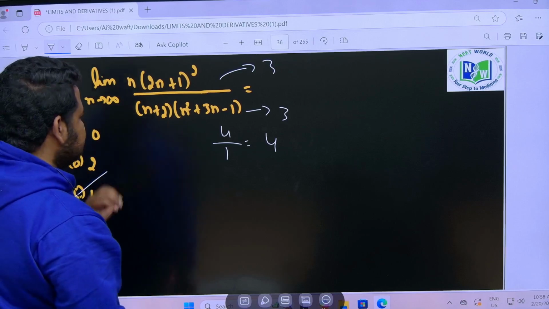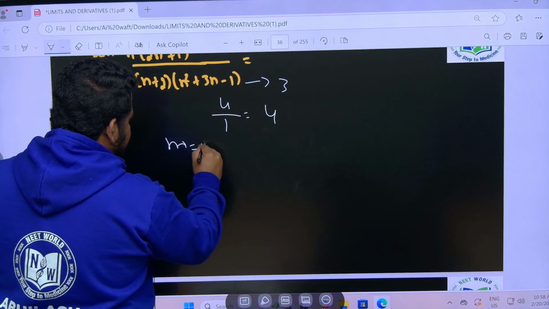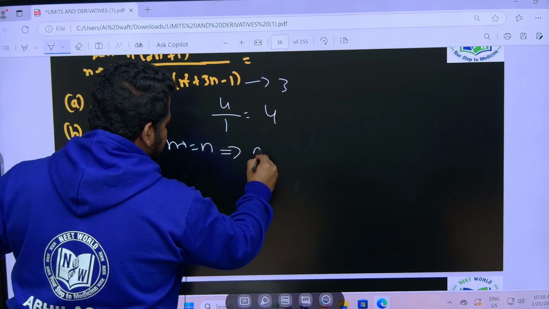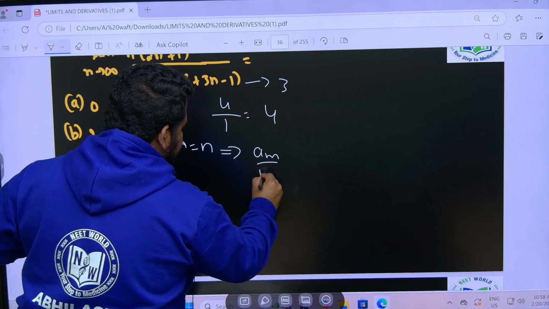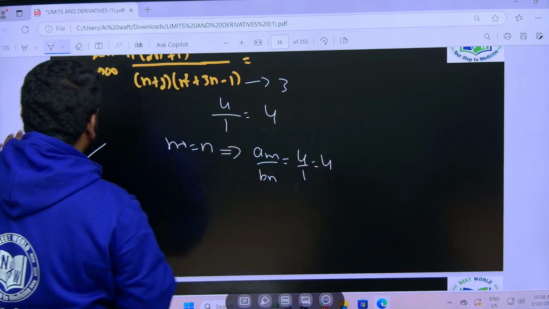Got it, friends? Like this we have to solve. Here m is equal to n. I read it for your reference. Therefore the limit will be equal to a to the power of m divided by b to the power of n, that is 4 by 1, which is equal to 4. So we solved it easily.